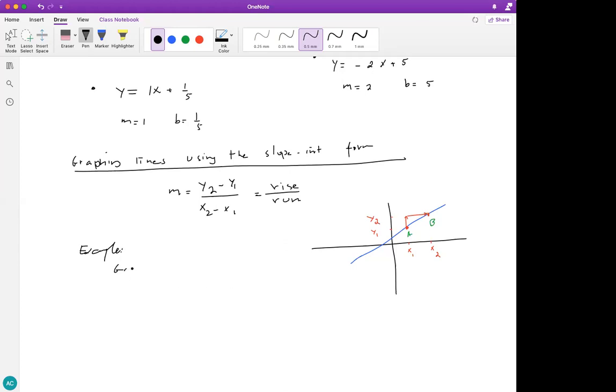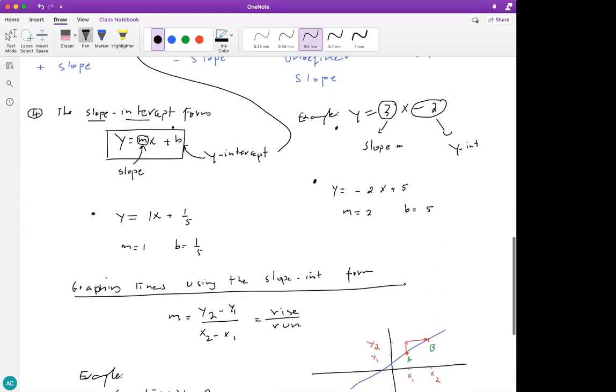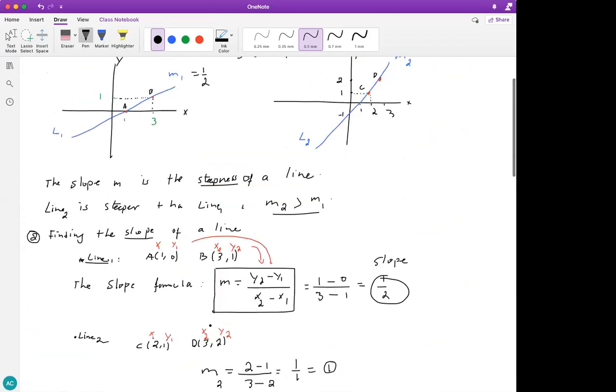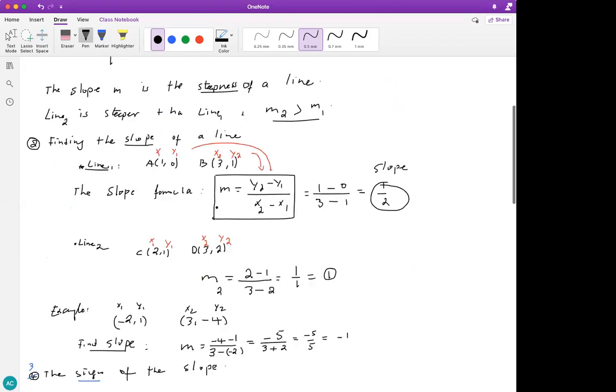So graphing, for instance, y is 2 over 3 x maybe plus 1. So that's an equation which happens to be in the slope intercept form. It's not always the case. It might be sometimes in this form of standard form, which is not as convenient.